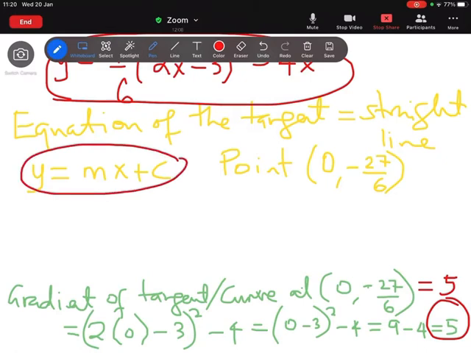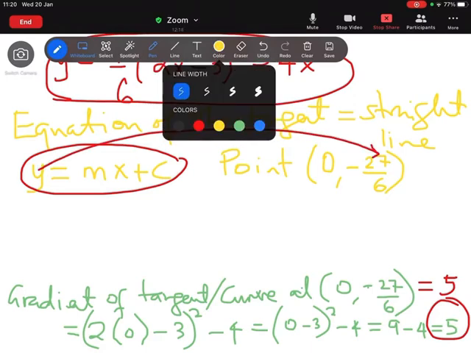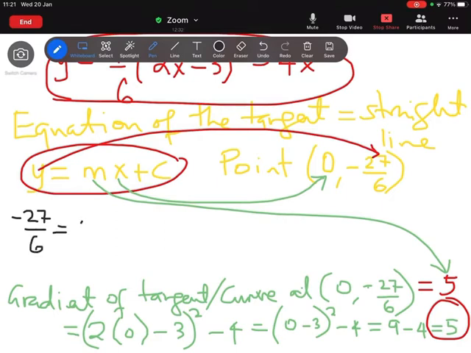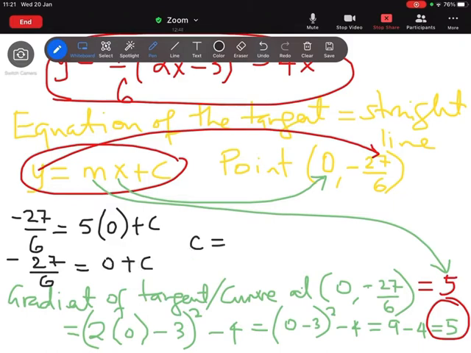We have the value of y there, the value of x there, and our gradient there, 5. So I will go ahead and substitute to find the value of c. This will be negative 27 over 6 equals 5 into bracket 0 plus c. So negative 27 over 6 equals 0 plus c, meaning that c is equal to negative 27 over 6.